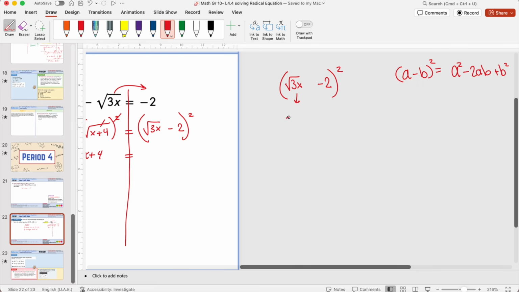First term, square it. Then second term, square it. Negative 2 squared is 4. Then what do we do? Just this times that. So 2 times negative 2 is negative 4 times that.